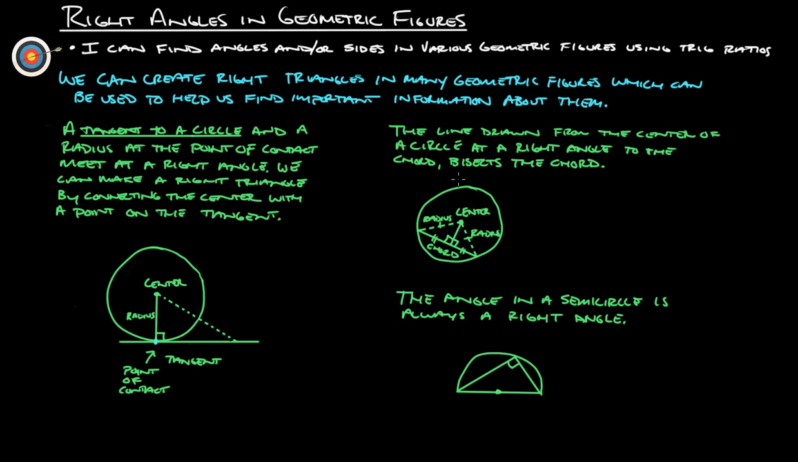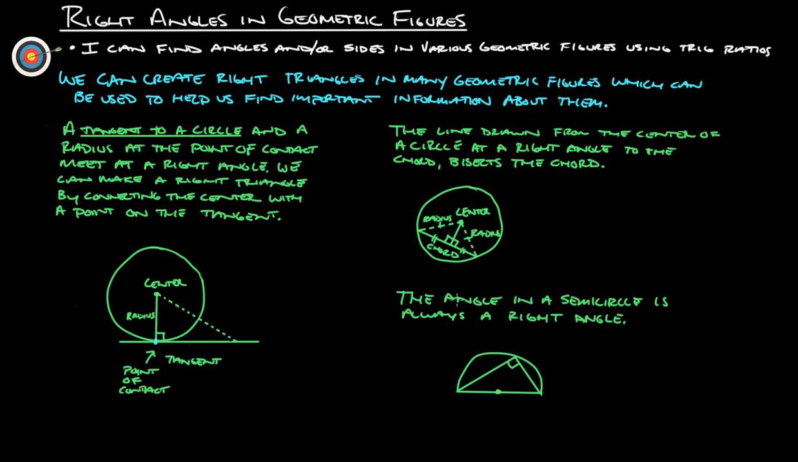Okay? We also have that the line drawn from the center of a circle at a right angle to the chord bisects the chord. So here's a circle. If you'll remember, a chord is basically any line where both endpoints are on the circle. That's called a chord. So if you start at the center and draw a line straight out to that chord, and you make it at a right angle, it will then also bisect this chord length.